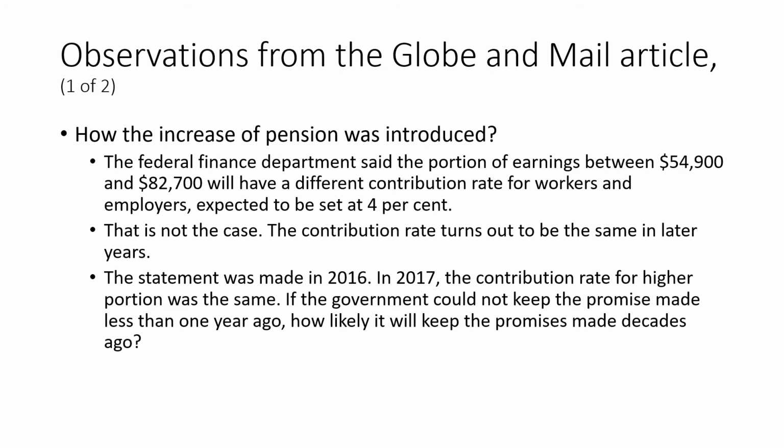That is not the case. The contribution rate for that portion turns out to be the same in later years. The statement was made in 2016. In 2017, the contribution rate for the higher portion was the same. If the government could not keep a promise made less than 1 year ago, how likely is it to keep the promise made decades ago?